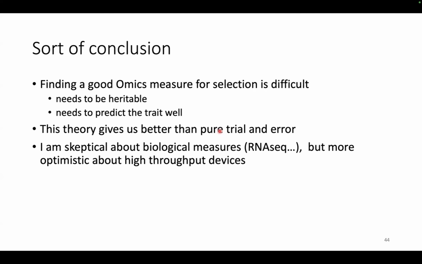I am personally skeptical, but I think it's also because of lack of knowledge, because I don't have real experience with this. I am skeptical about using biological measurements like RNA-seq. But I'm more optimistic about high throughput devices, but that's also, I think, because I am more exposed to them because I know that many farms have all kinds of accelerometers, milking robots and things like that. But that's what I think now. But this is a statement with very low confidence from my part.